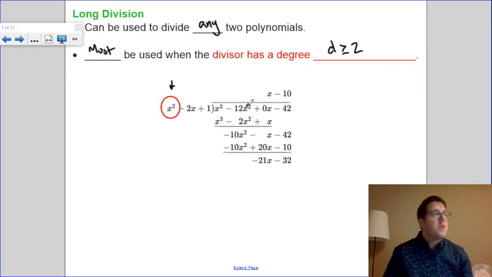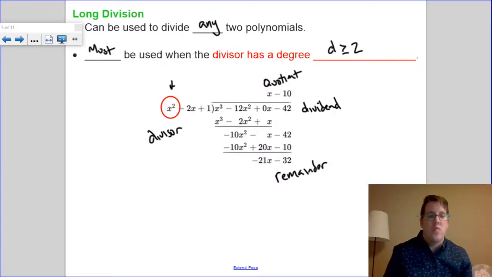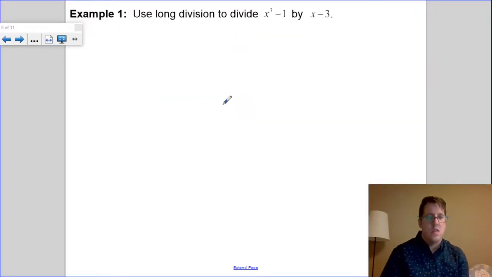Okay, so let's make sure we know the parts. We have the divisor. Would you guess I can't spell that? We have the dividend. We have the quotient. And then we have a remainder. So those are the parts when we do long division.